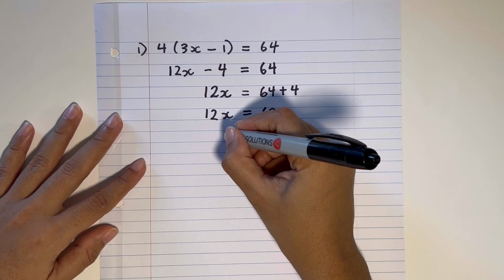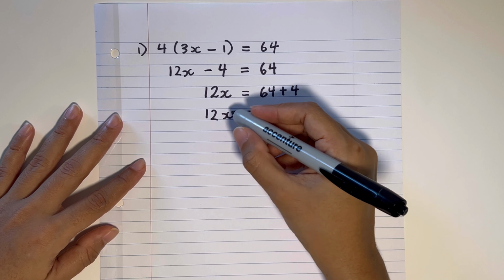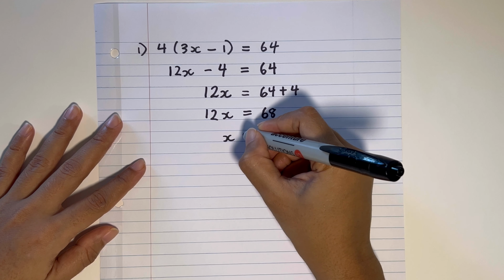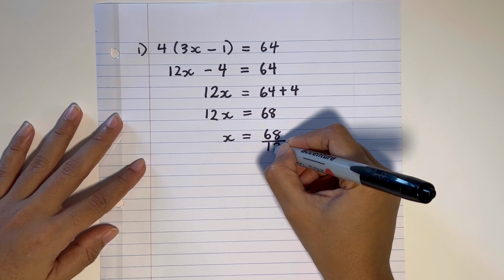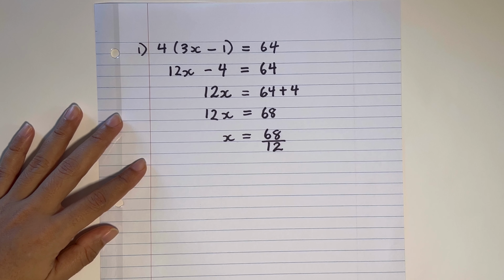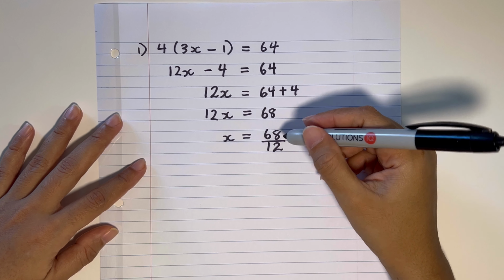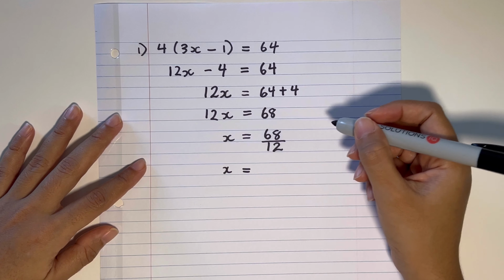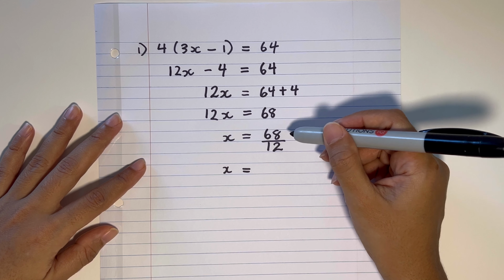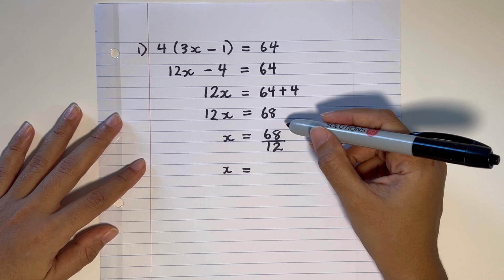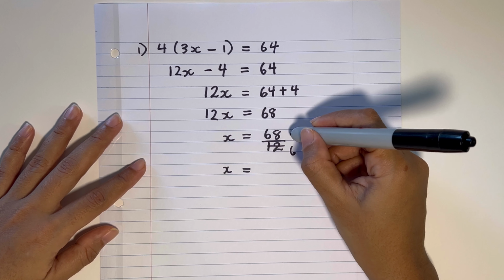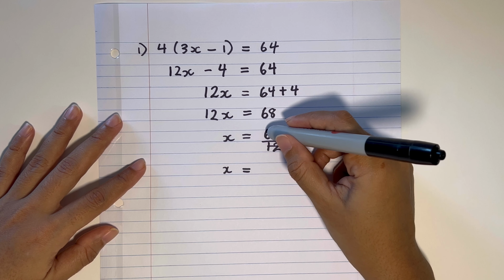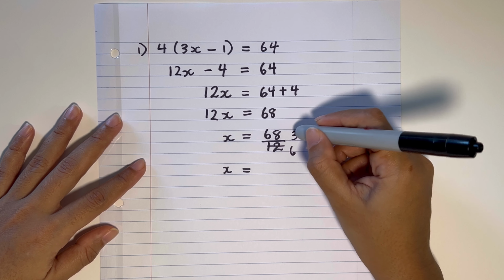And then, since this is 12 times x is equal to 68, then x is equal to 68 divided by 12. You can leave your answer as is, but it's always advisable when you have fractions to reduce. So these two numbers can be reduced using 2, because they're both even numbers. 2 could go into 12 6 times, and 2 into 6 is 3, 2 into 8 is 4.